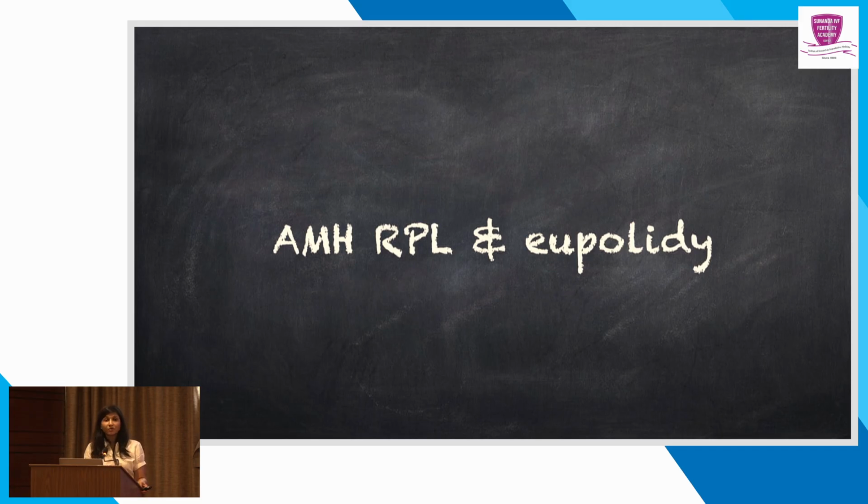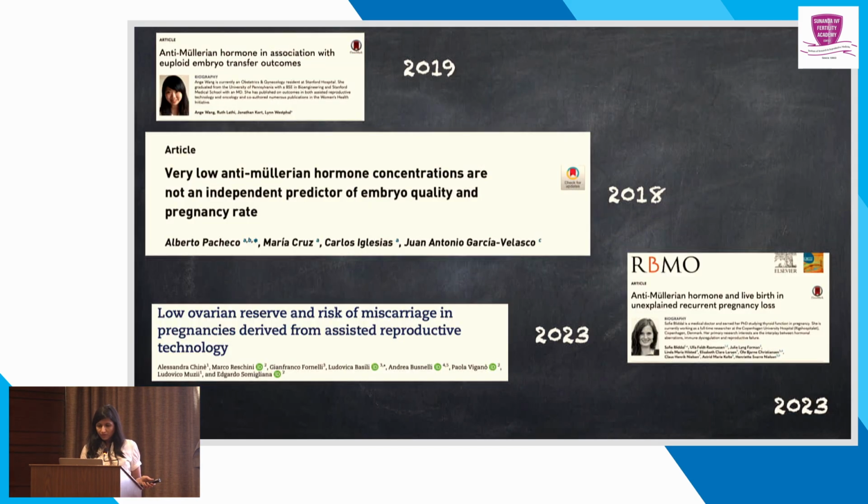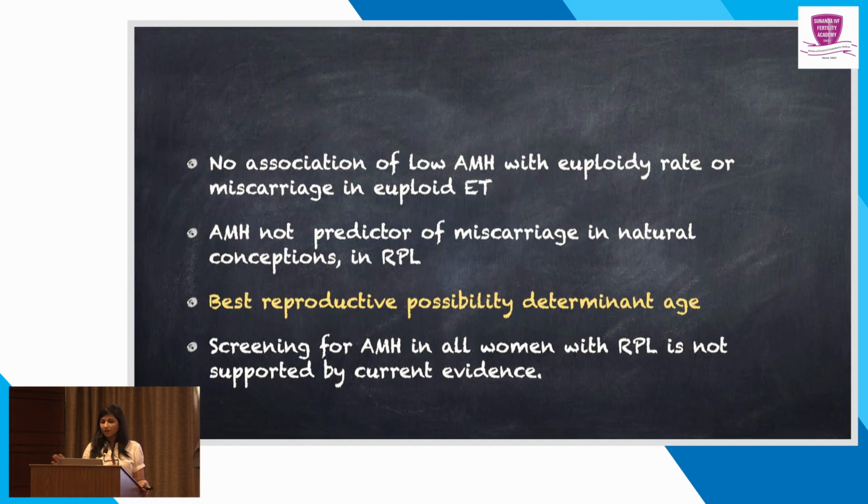Then what we were debating again was about AMH and recurrent pregnancy losses and euploidy. Initially, whatever papers have been published so far, like in 2023, are all saying that there is no relation of AMH with euploidy. Euploid embryos are associated with lower female age, higher AMH levels and higher quality of embryos. But whenever we studied all these papers where they have correlated AMH with oocyte quality, AMH with euploidy rate or AMH with miscarriage rate, all of them have a conclusion that there is no association of low AMH with euploidy rate or miscarriage rate in euploid embryo transfer.